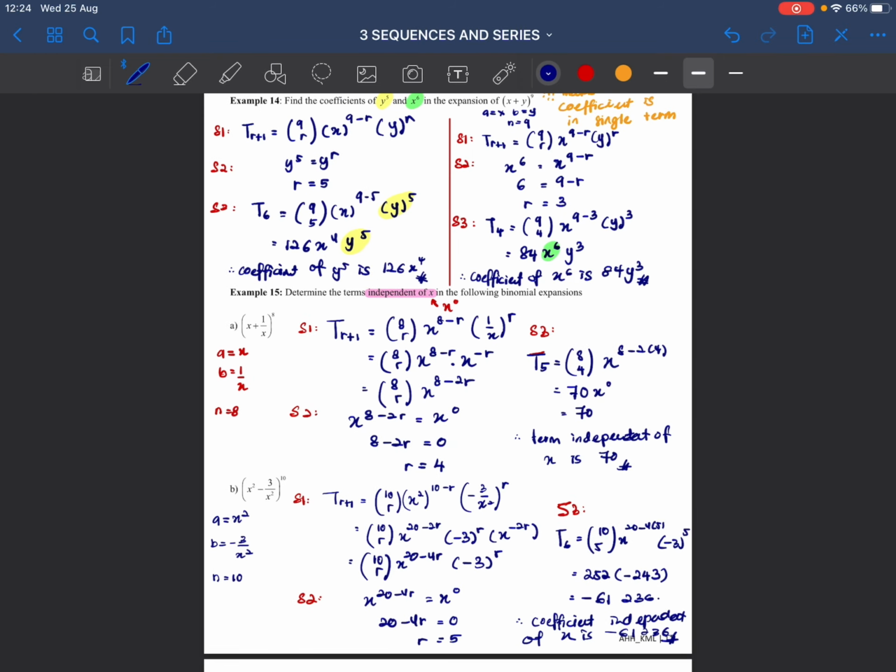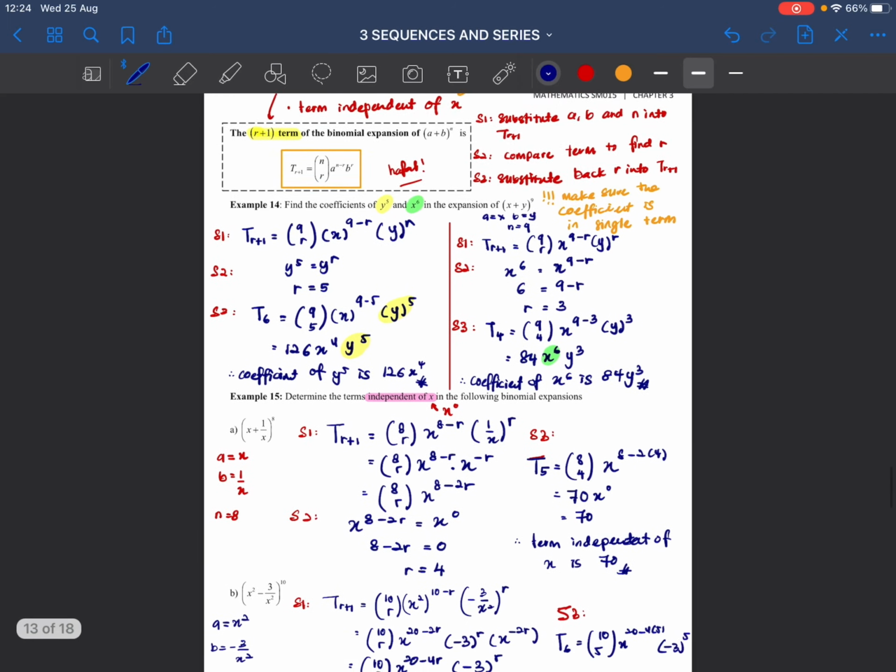Okay, so that is how you find the term or the coefficient of an expansion. Okay, the one term that we want, by using the r plus 1 formula. Okay.